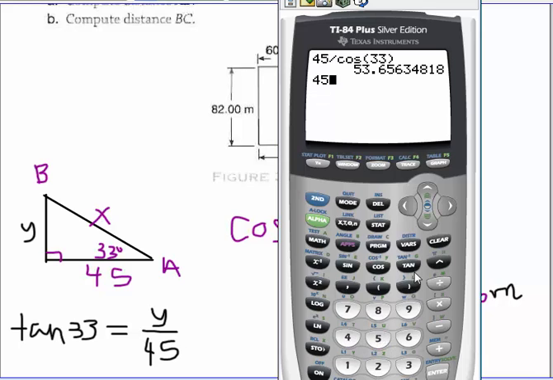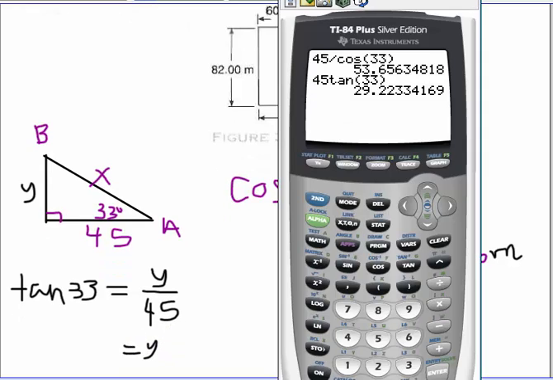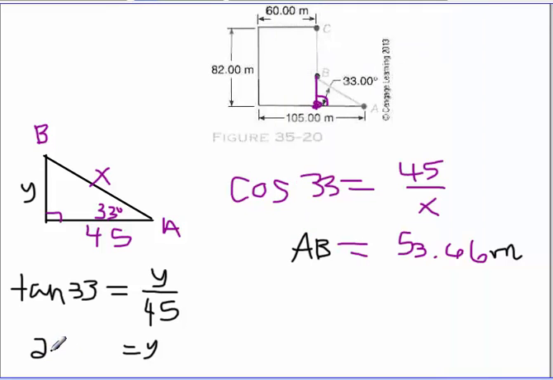Okay, so let's calculate. 45 times the tan of 33. 29.22. That's good to know. Make sure that's right. 29.22. That's this little length right here, this purple length.